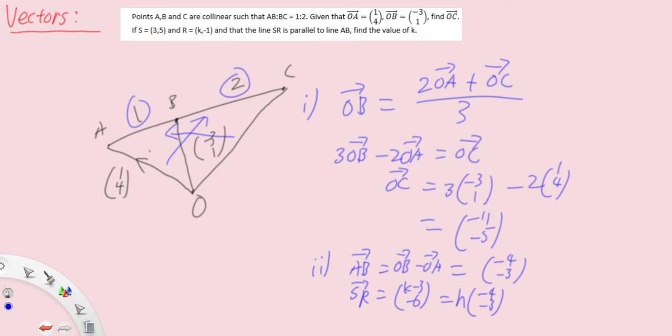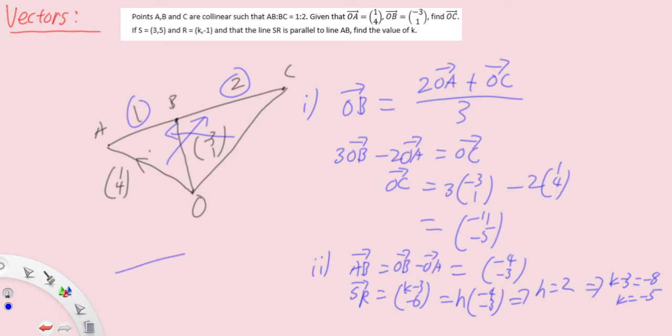And from here, we know that H equals 2, because minus 6 equals minus 3H. H must be 2. Therefore, we now have K minus 3 equals minus 4 times 2, which is minus 8. K equals minus 5. And that is how we can find the value of K.